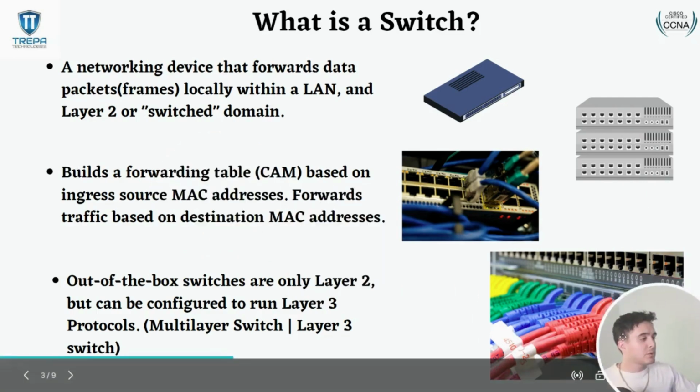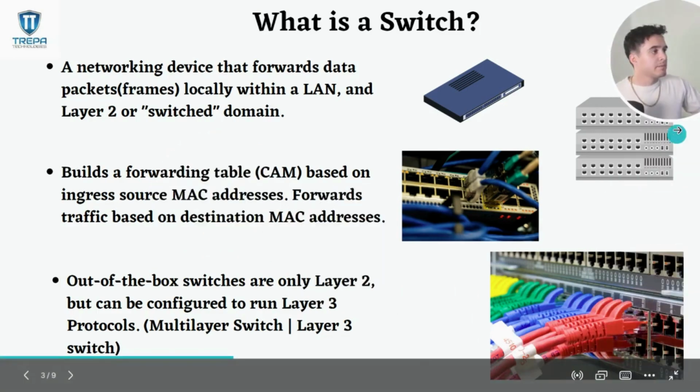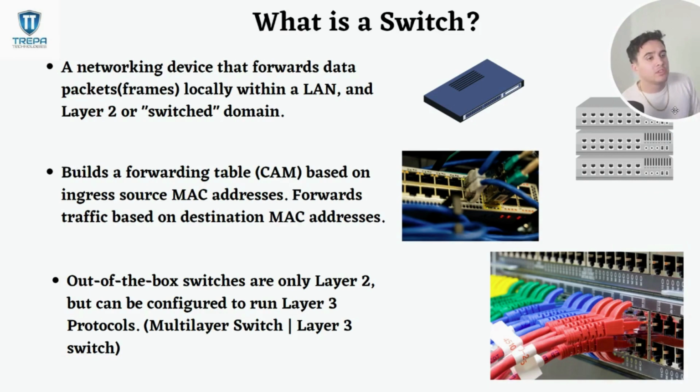Okay, so the first thing we're going to go over is a switch. So what is a switch? This is a networking device that forwards data packets, otherwise known as frames when we're talking about switches, locally within a LAN. A switch works in something we call layer 2. And in layer 2, we have frames, and we forward these frames based off MAC addresses.